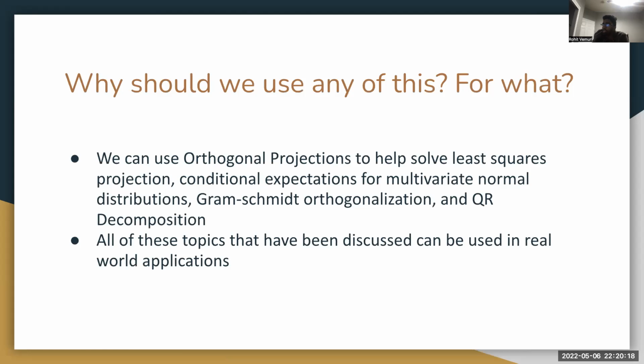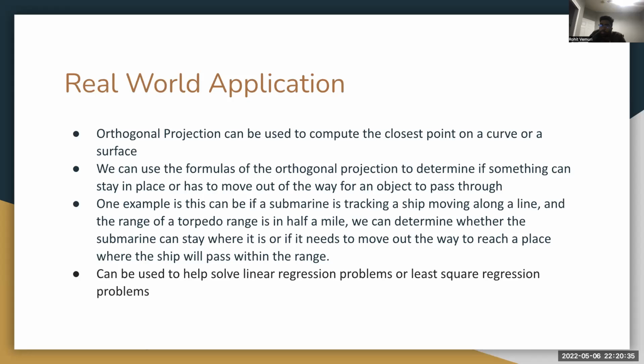Now we should care about why we're doing this, for what purpose. We can use orthogonal projection to help solve least squares problems, conditional expectations for multivariate normal distributions, Gram-Schmidt orthogonalization, and QR decomposition. All these topics can be used in real-world applications, and we'll look at how. Orthogonal projection can be used to compute the closest point on a curve or a surface. We can also use the projection formula to determine if something can stay in place or has to move out of the way for an object to pass through.